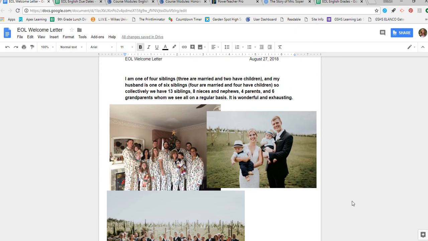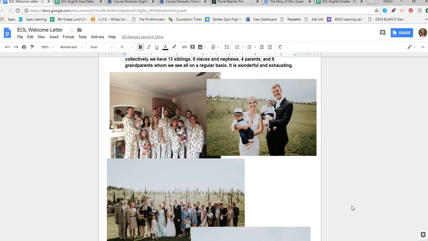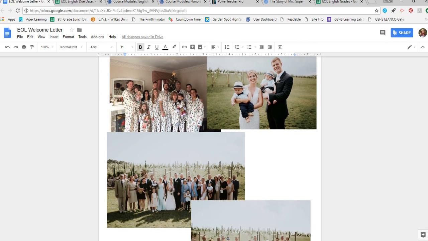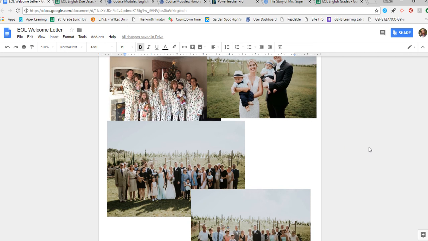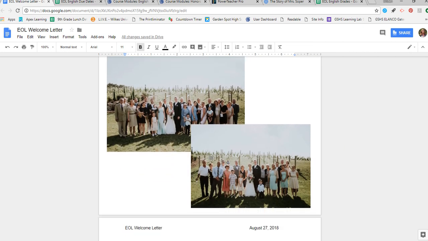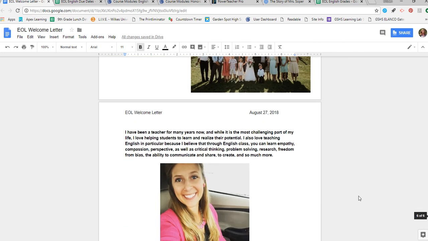So we both have huge families. We spend a lot of time with our family. I'm one of 4. He's one of 6. We have many married siblings and lots of nieces and nephews. So it's super fun, but we spend a lot of our time with them. There's my family in our matching Christmas pajamas we do whenever we're together, and then both of our entire families.